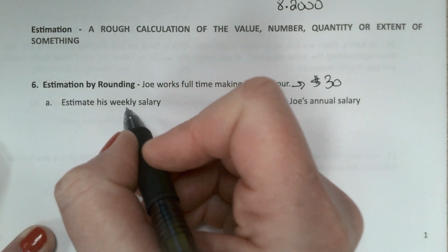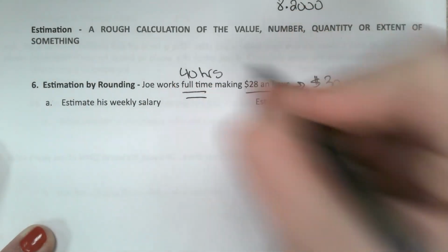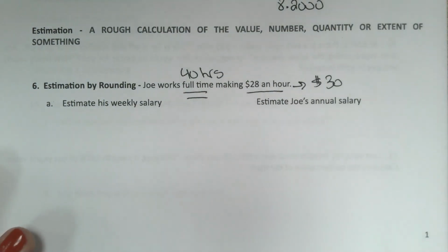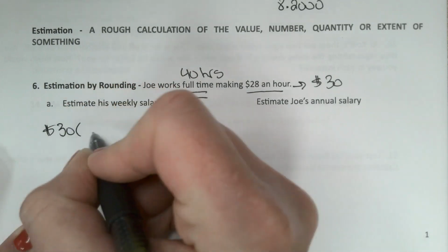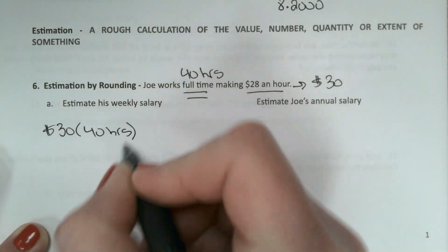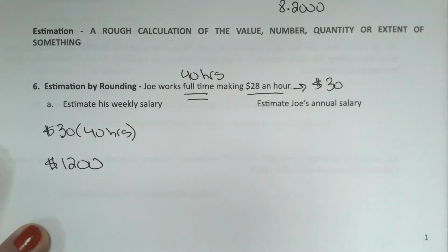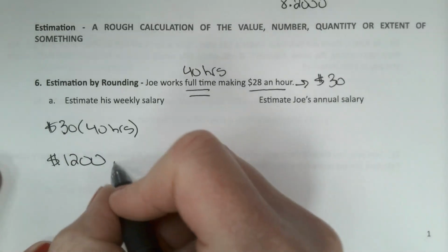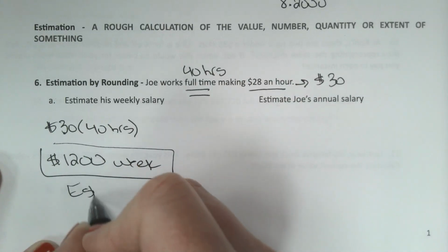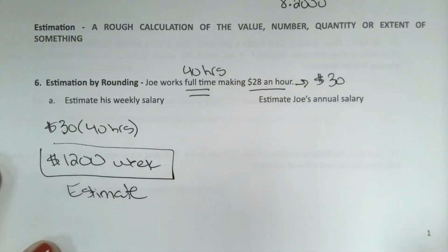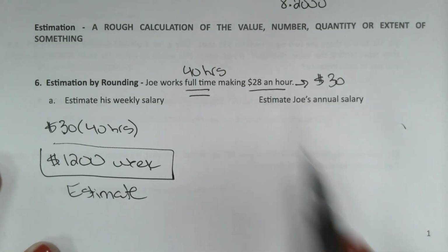And if he works full-time, that implies that he works 40 hours a week. So to estimate his weekly salary, I would take $30 an hour times 40 hours. 3 times 4 is 12. Tag on the 2 zeros, and he makes $1,200 a week. And once more, this is just an estimate, not his exact. He makes less than that because we increased his salary by $2 an hour.